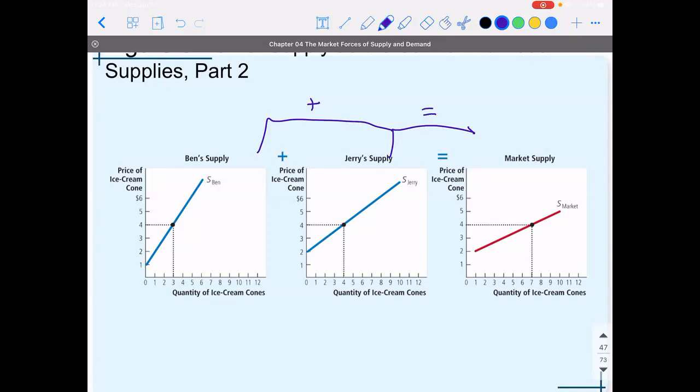Adding them up equals the total. But at the price of 4, Ben wants 3. At the price of 4, Jerry wants 4. 3 and 4 is 7.